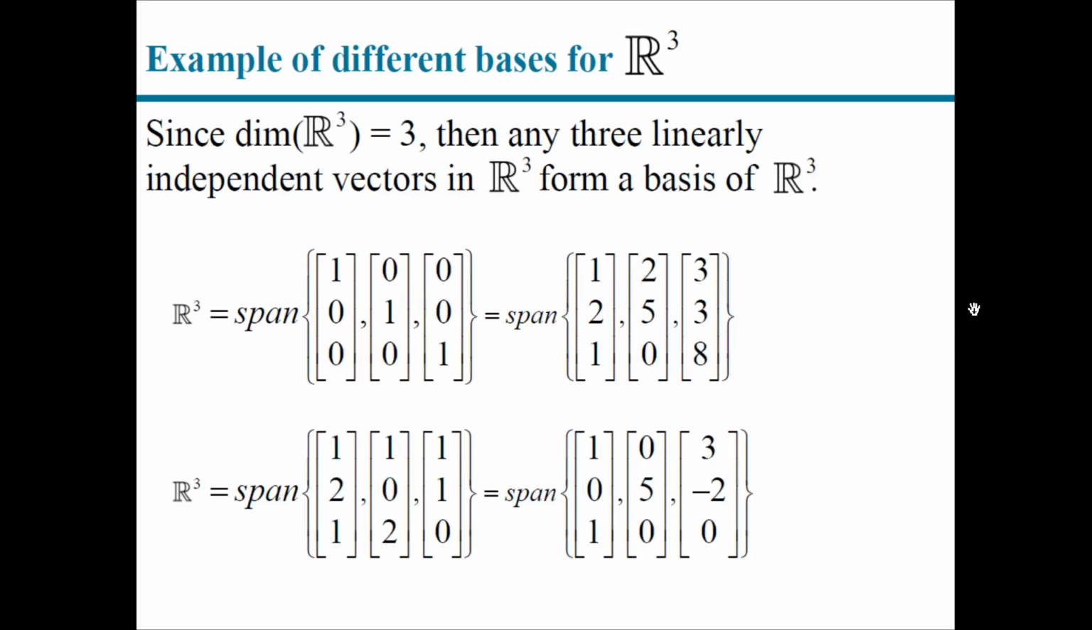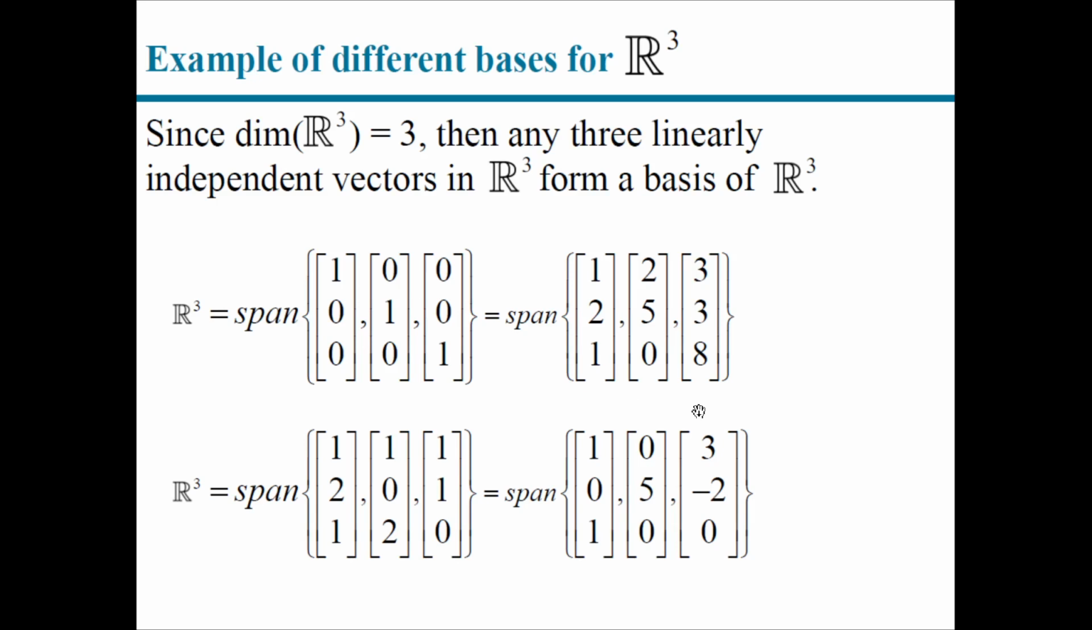Similarly for R3, any three linearly independent vectors from R3 form a basis. So we have a standard basis, and the span of the standard basis gives R3. But we can have these three vectors from R3, and they are linearly independent and they form a basis also.